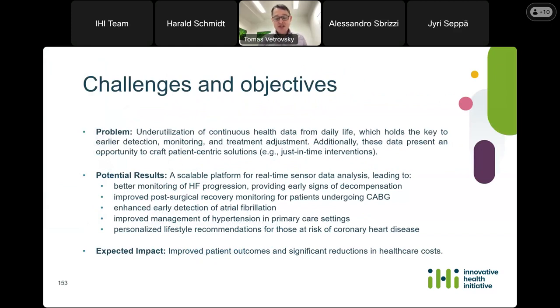Historically, medical decision making was based on sporadic clinical tests, but nowadays we can access a continuous flow of sensor-based data from daily lives of our patients. And these data should be harnessed to tackle some of the problems in disease management, such as better monitoring of heart failure progression, improved post-surgical recovery, etc.